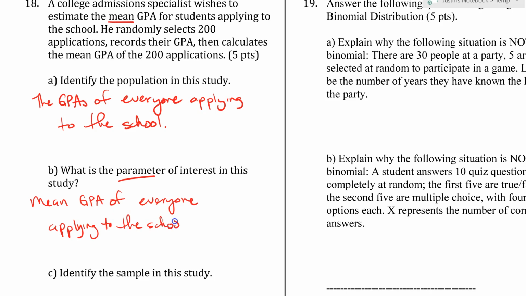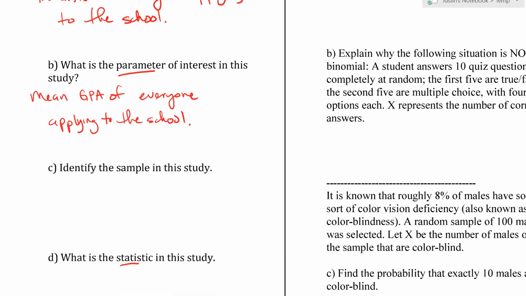Now, of course, we didn't actually get everyone and look at all of their GPAs. What we did is we looked at a sample. And what was our sample is just the 200 applications. So again, if you just said the 200 applications, that's fine. But technically, it's the GPAs from the 200 applications from our sample.